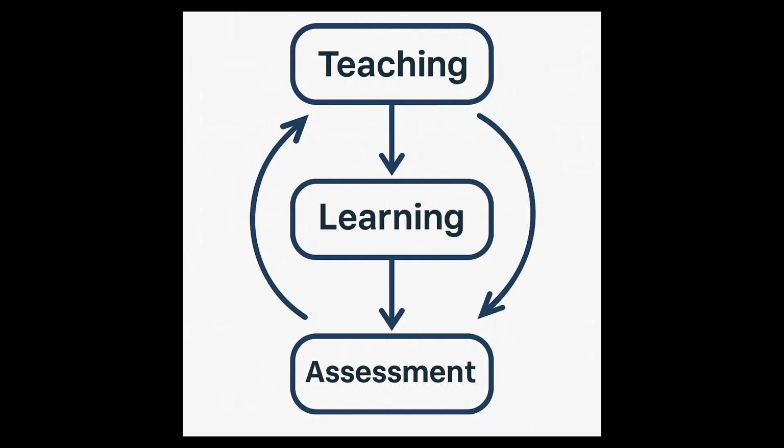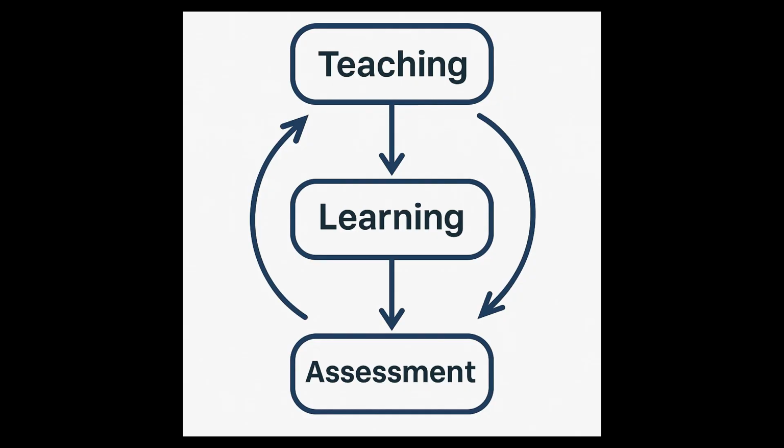Now we will consider the relationship between teaching, learning, and assessment, which lies at the very heart of the educational process. These three components are not isolated stages, but rather parts of a dynamic and continuous cycle that ensures effective instruction and meaningful learning outcomes. This diagram illustrates how teaching, learning, and assessment are interconnected in a systematic and very tight relationship, where each element informs and enhances the others.